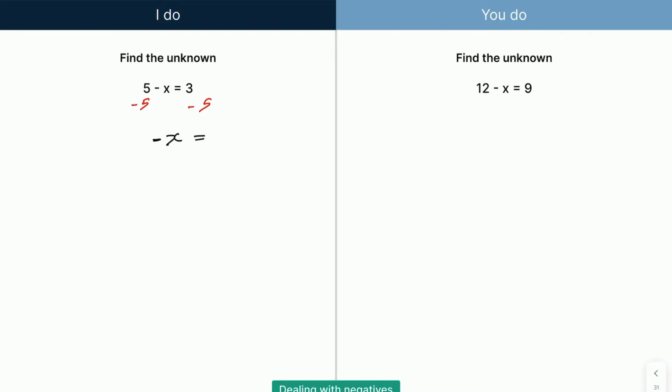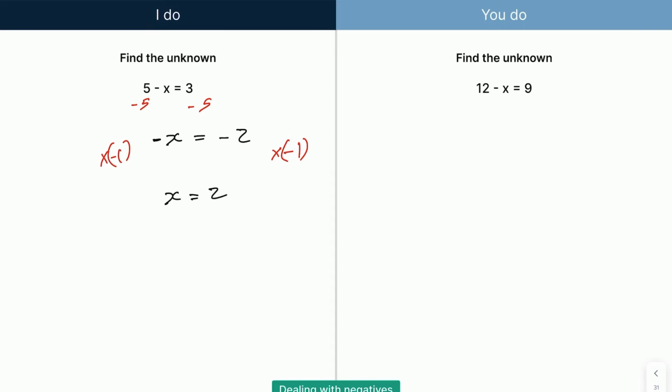We have negative x is equal to negative 2. Now, we've been asked to find the unknown, so we just want to find x. We've got a negative here. Now to get rid of this negative, we have to times each side by negative 1. So if I now times each side by negative 1, I end up with x is equal to 2.